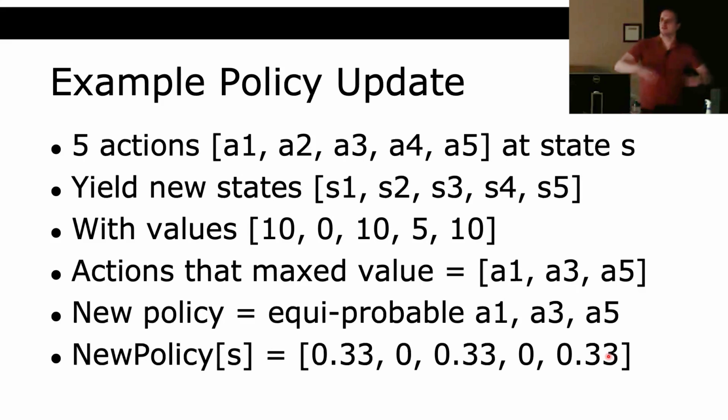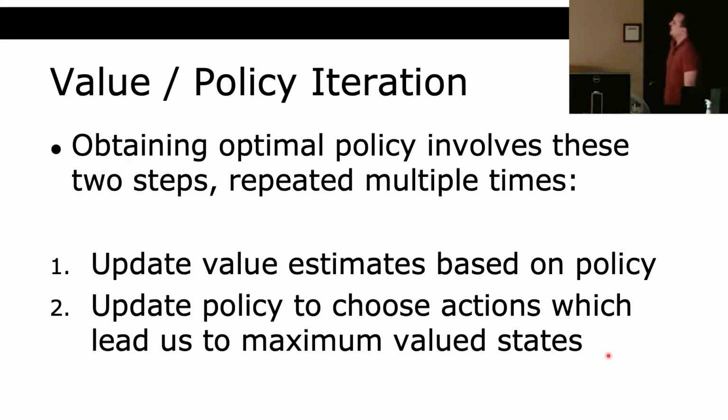So we look at the values in the surrounding cells, and we see what the maximum is. If any of the actions produce that maximum, then we choose them all with equal probability. Otherwise, we don't want to choose it. So what we've just seen is we found a value and then we updated the policy. Updating the optimal policy involves taking these two steps and then repeating them for some number of iterations. First, we update the value estimates based on the policy. And second, we update the policy to choose the actions which lead us to maximum valued states.